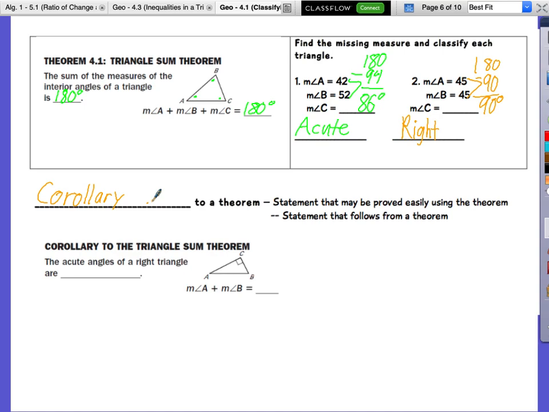So we have a theorem, and then a corollary to a theorem is saying, oh, because of that theorem, this just follows right after. Yes, Nick?